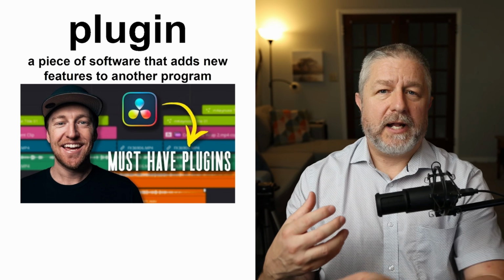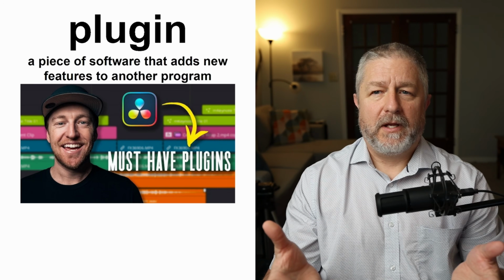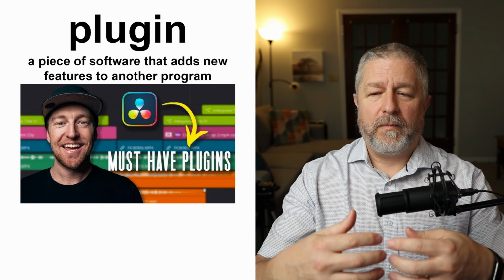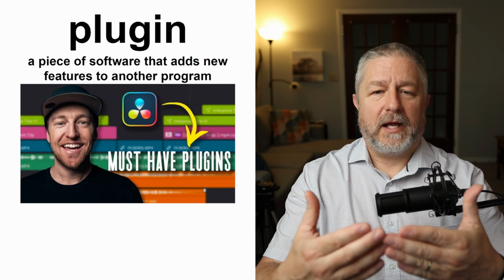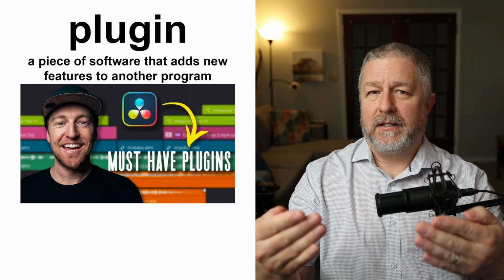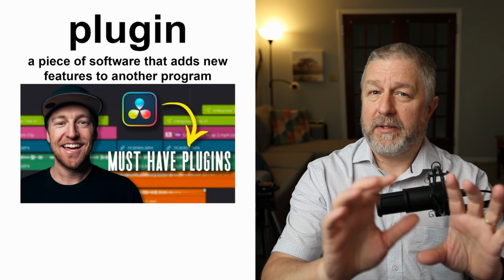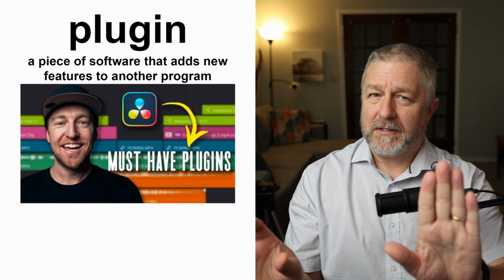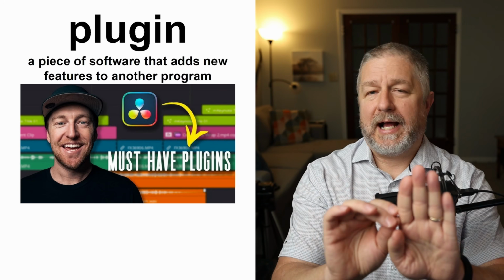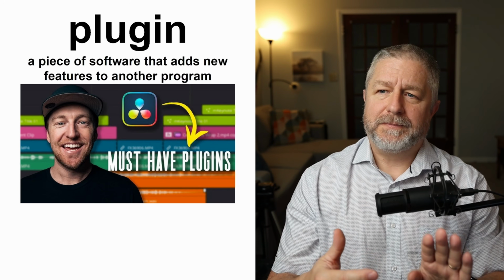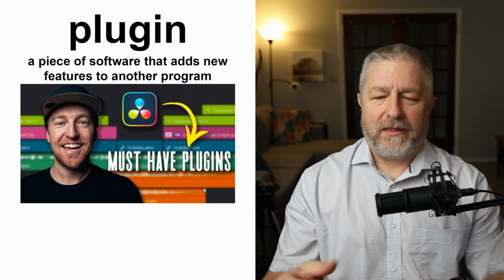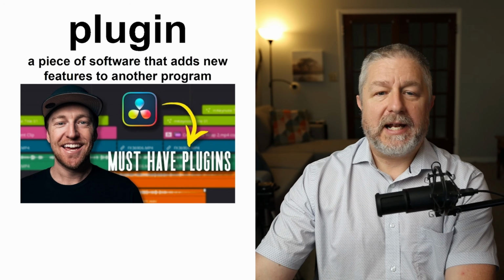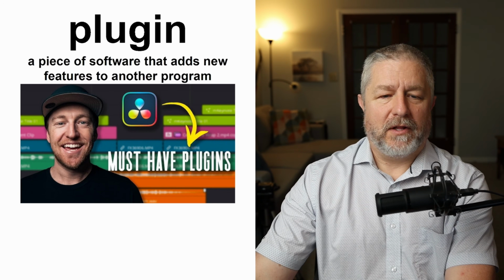For instance, you might have a piece of software and it doesn't have AI built into it. And so maybe you're editing a photo and maybe you can buy an AI plugin that helps fill in blank spaces in the photo. So it's not the main piece of software, but it's a part that gets added to it. You could call it an add-on, but generally in this case, I would call it a plugin, a piece of software that adds new features to another program.